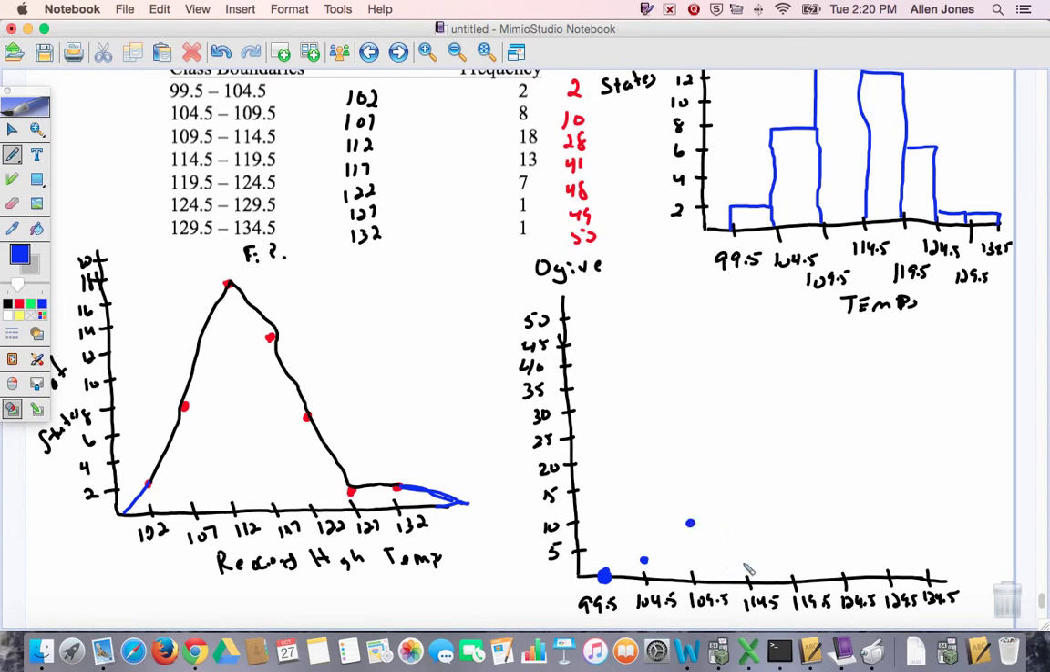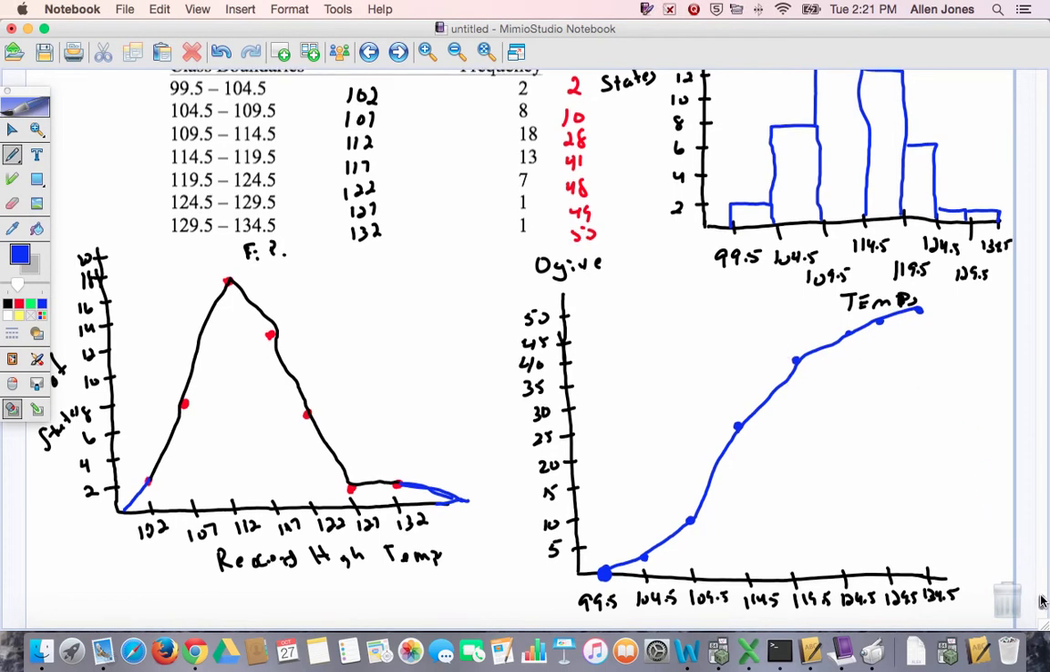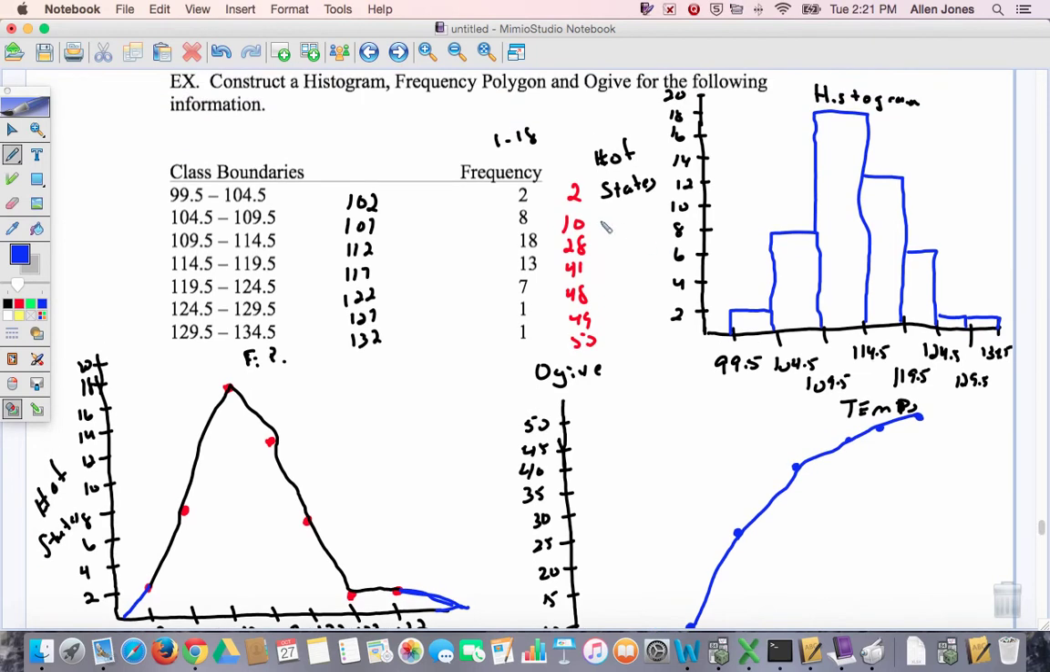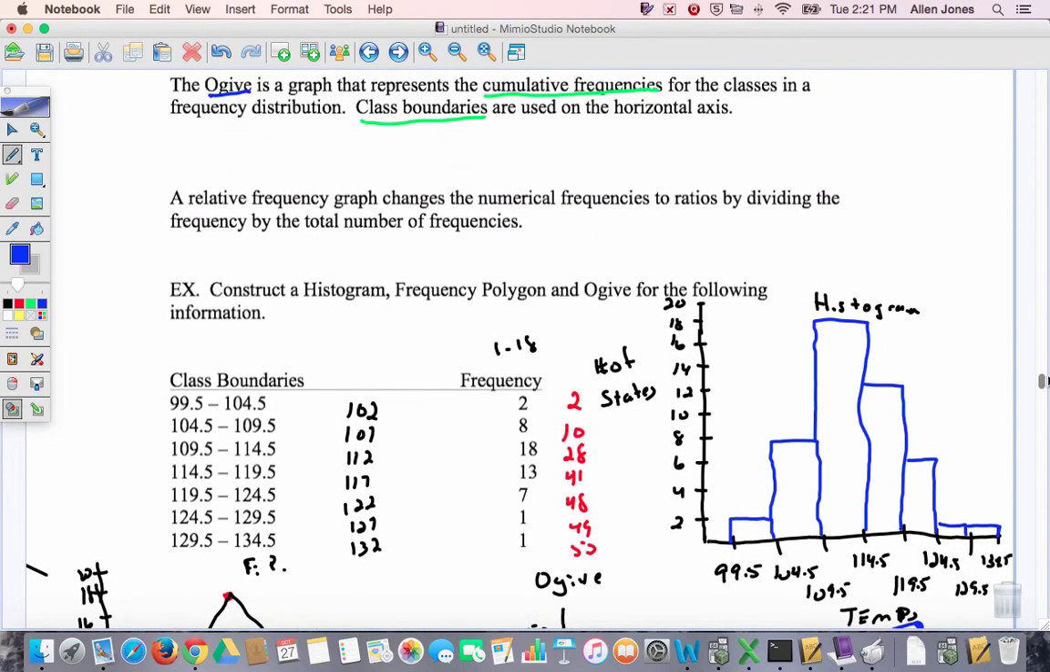So we have a frequency of 2, then we jump up to 10, then we jump up to 28, then we jump up to 41, then we jump up to 48, 49, and 50. So notice, as I mentioned when we went over this, our ogive continues to move up from left to right. Okay, so there's an example of a histogram, a frequency polygon, and an ogive using what I call the raw frequencies or the numerical frequencies.